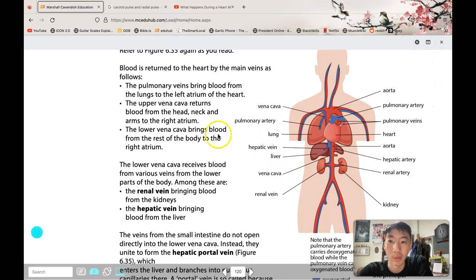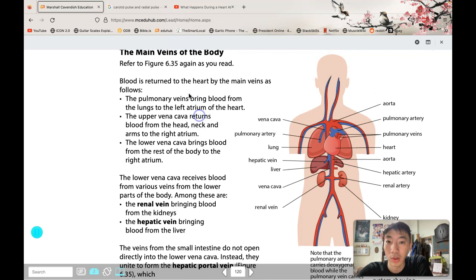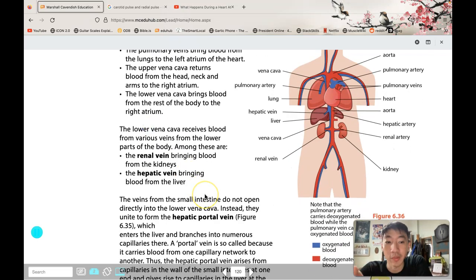So we kind of already talked about this, right? Let's just see if we miss anything out. Alright, we talked about the pulmonary veins bringing blood from the lungs to the left atrium of the heart, the vena cava bringing blood back towards the right atrium. There's two vena cava. One is for the upper half of your body, one is for the lower half of your body, and both of them will bring blood back to your heart. So I consider them the same function, just different area.